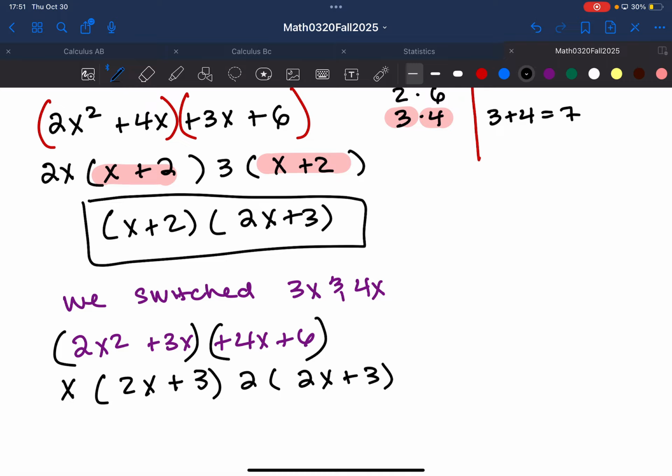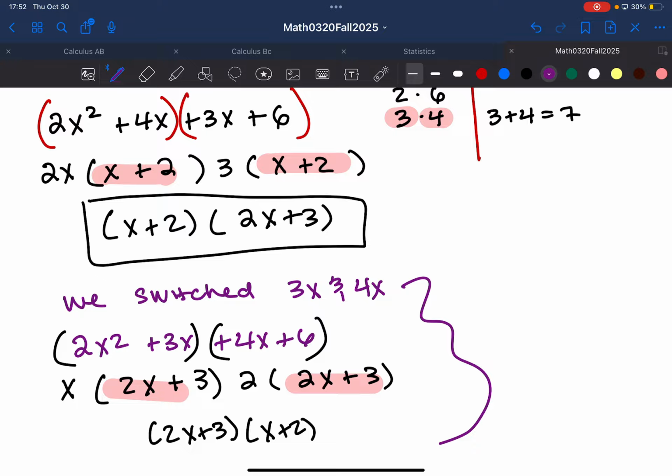Do my parentheses match? Yep, so I did my math correct. These match, and so I would take one out, and I have the 2x plus 3. And then what's left over on the outside? X plus 2.